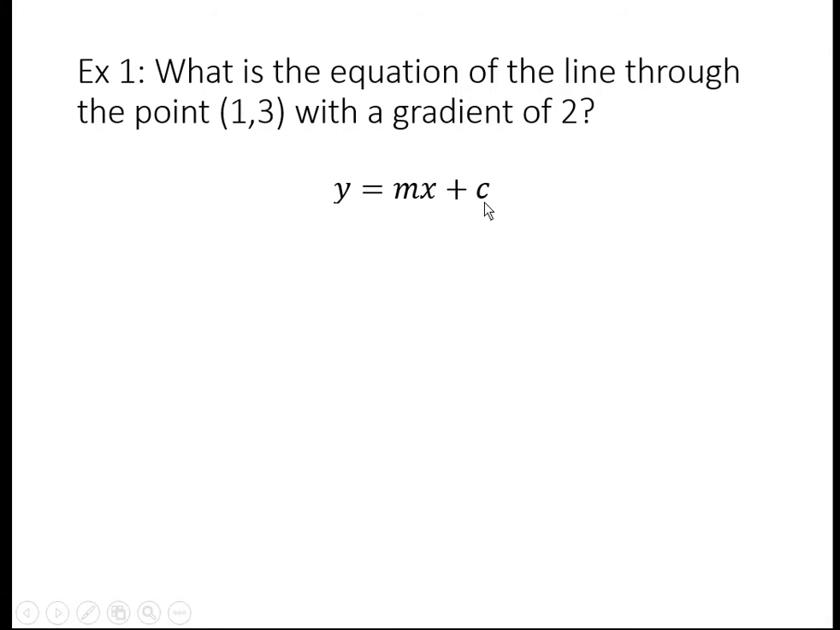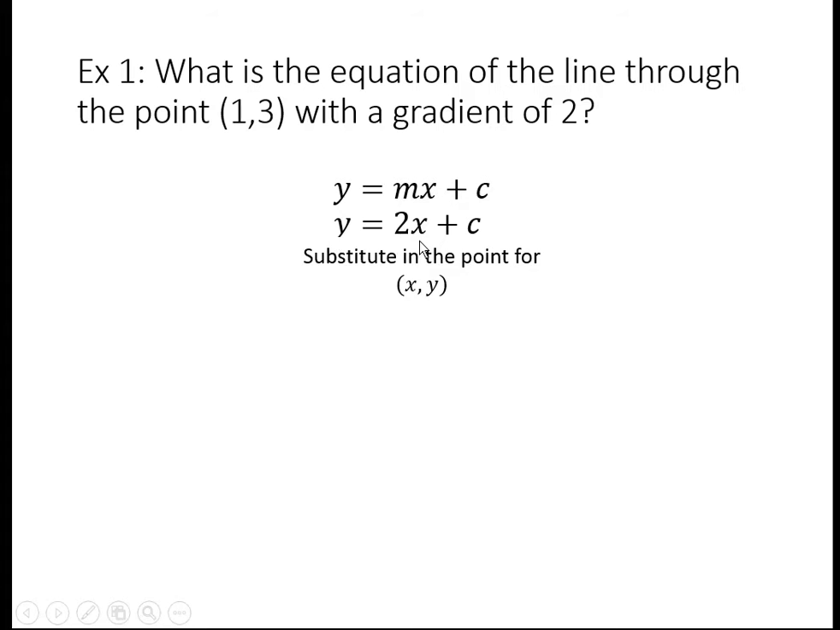So the first thing we're going to do is substitute in the gradient for m, meaning replace the m with a 2, just like this. So I get y equals 2x plus c. Then, the next thing we're going to do is solve for c. I don't like that I have x's, y's, and c's. I would just like to solve for c.